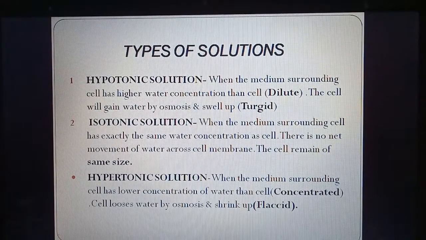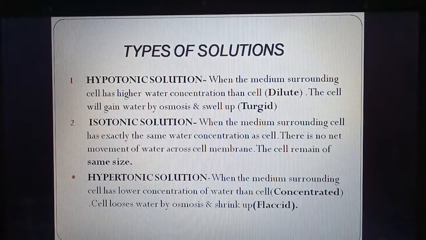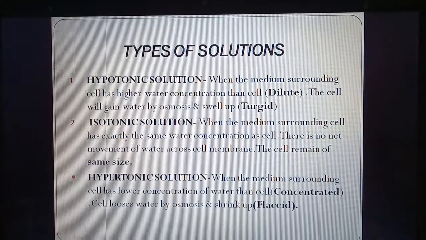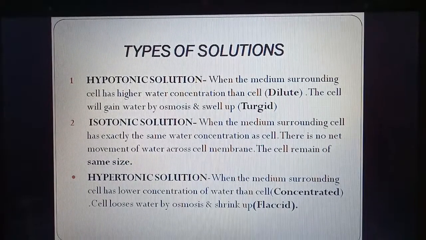Now isotonic, iso means same. When the medium surrounding the cell has exactly the same water concentration, or there is no difference in concentration, there is no movement of water across the membrane and the cell will remain of the same size. Because there is no exchange, or the exchange is equal, the cell will remain of the same size. Such a solution is called isotonic. It can be used to preserve animal specimens in the labs because it will neither swell nor shrink.